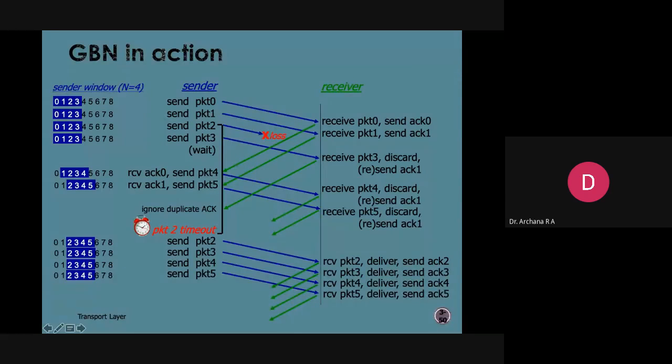For all the 4, the acknowledgement will be received. This is how the Go-Back-N protocol is going to work.